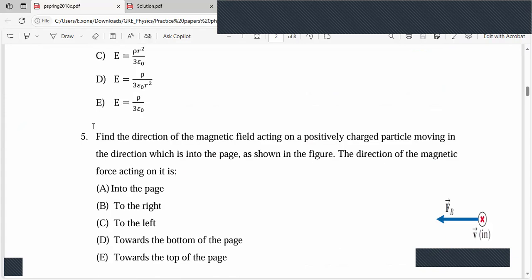So the next question is about magnetic force, and there is some kind of mistake in the statement. Find the direction of the magnetic field acting on a positively charged particle moving in the direction into the page as shown in this figure, given the direction of the magnetic force acting on it. There's a kind of contradiction in that statement because we are given the magnetic force and its direction, and we are given a velocity. So we have to find the direction of the magnetic field.